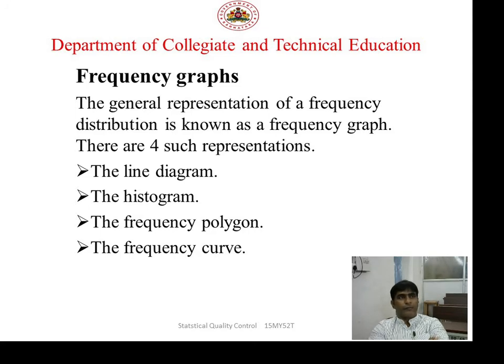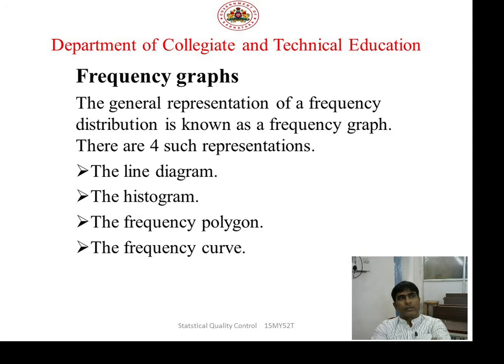So there are 4 such representations. First one is the line diagram. Second one is the histogram. Third one is the frequency polygon. And the fourth one is the frequency curve. So like that we are having 4 frequency graphs. First the line diagram, the histogram, the frequency polygon, the frequency curve.